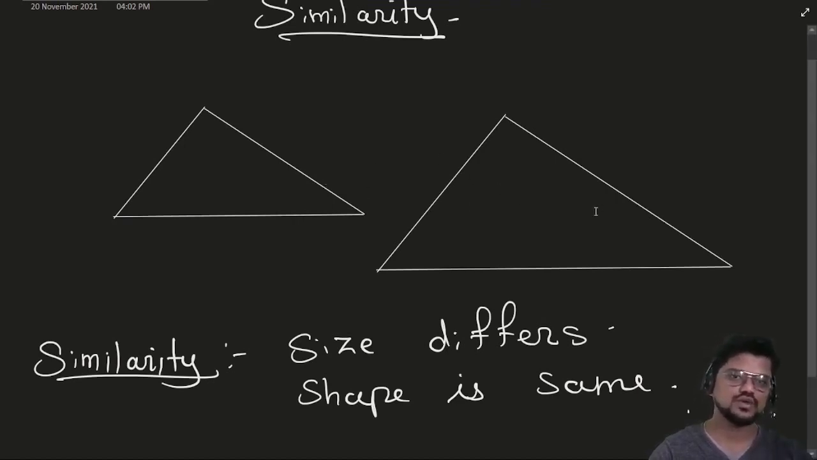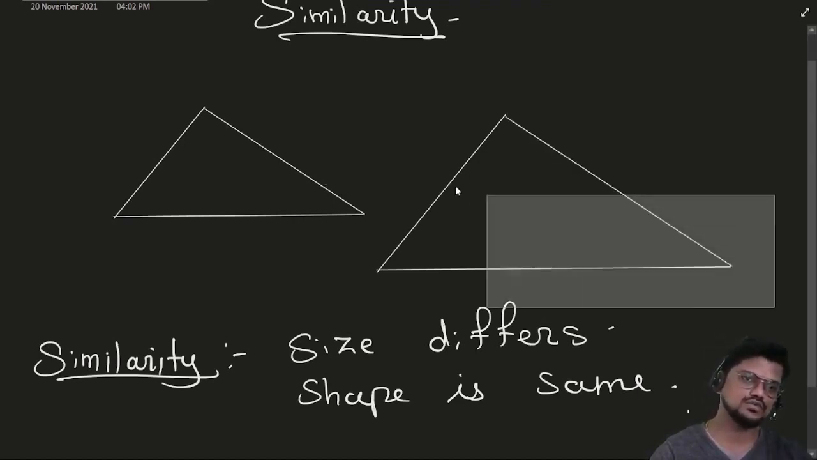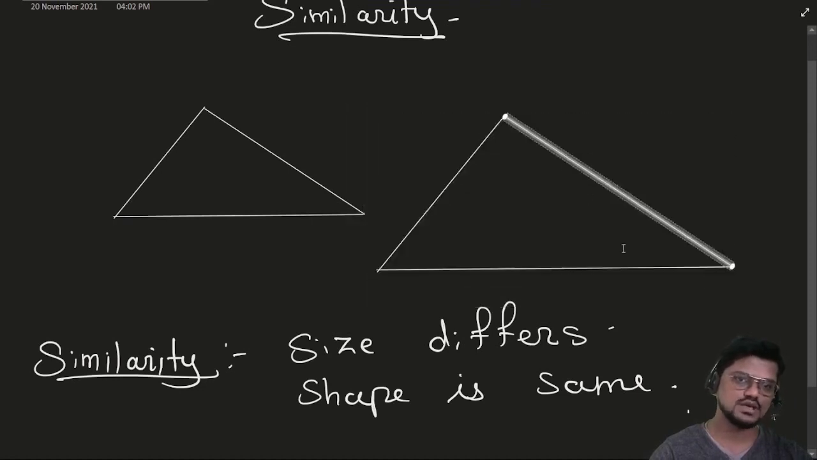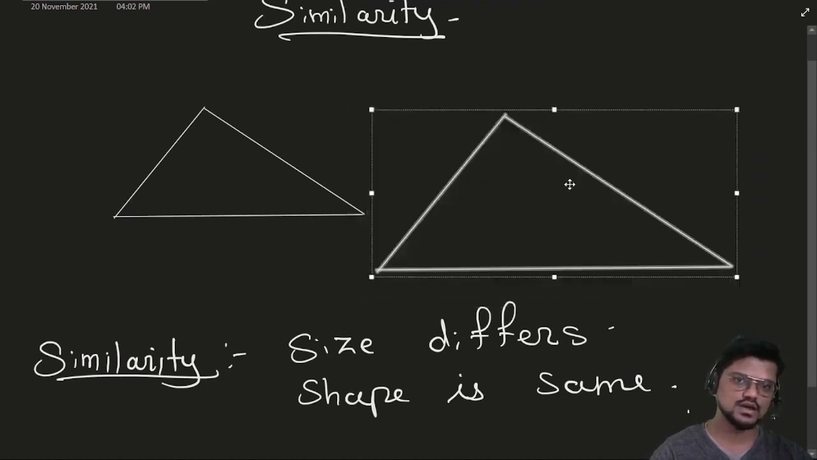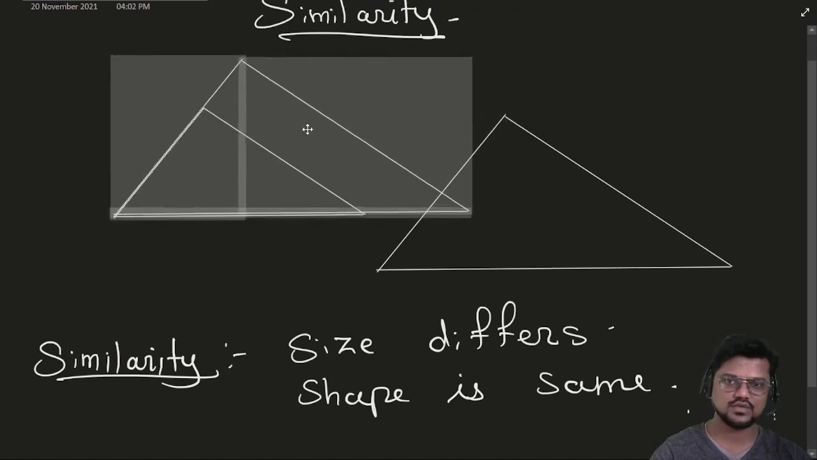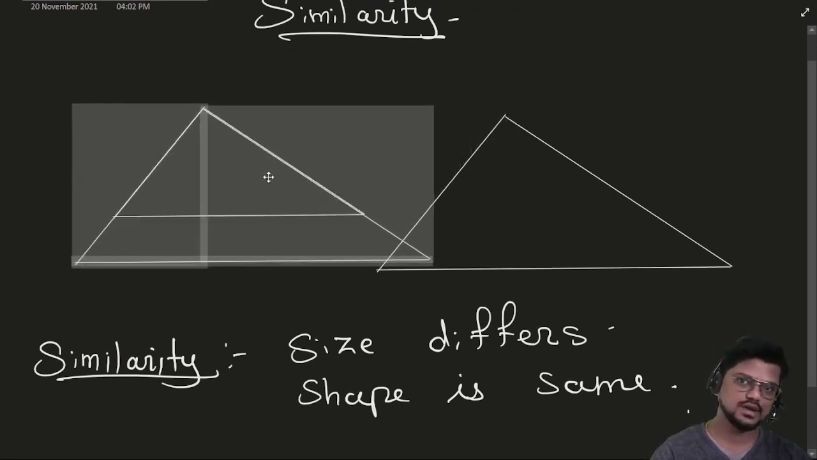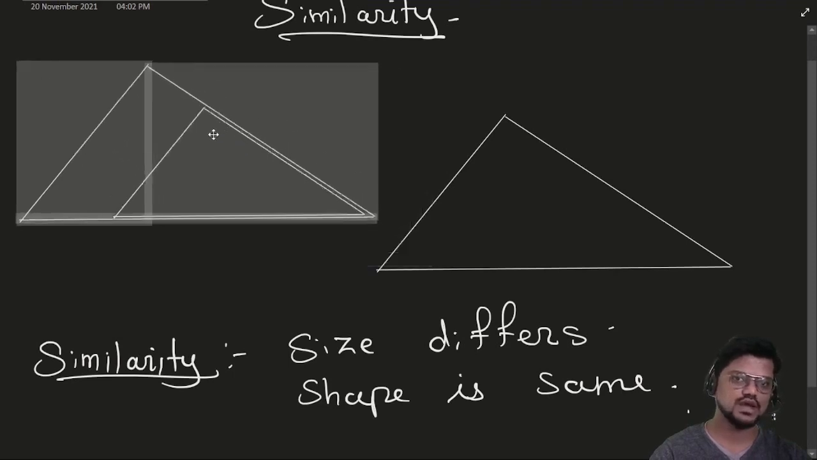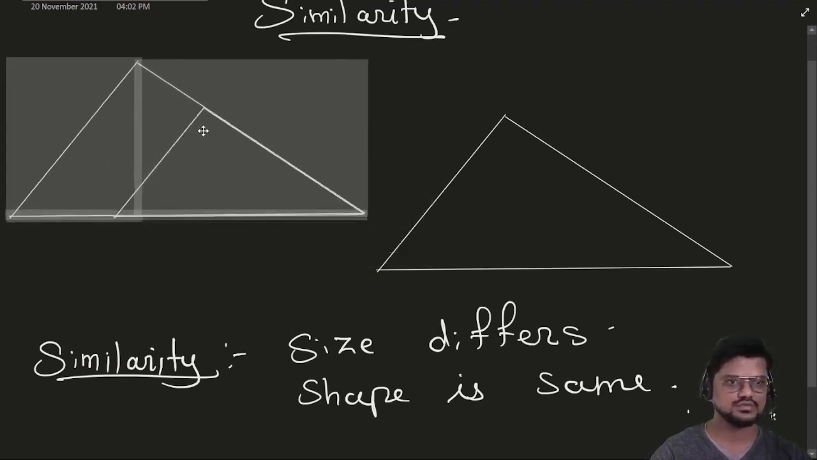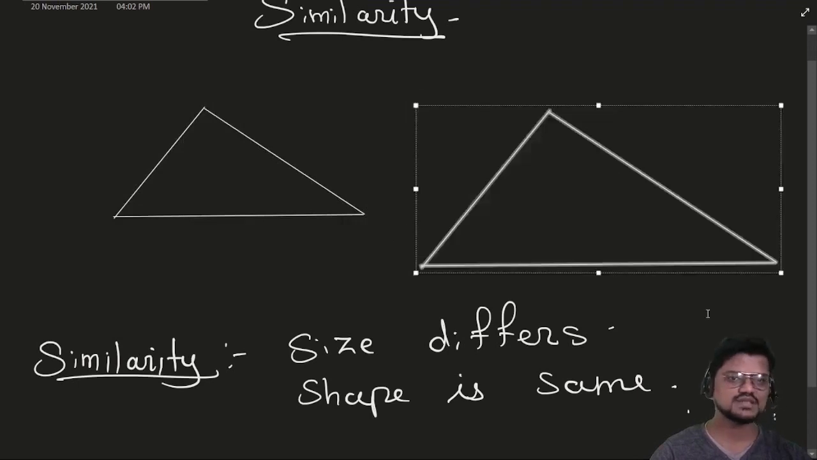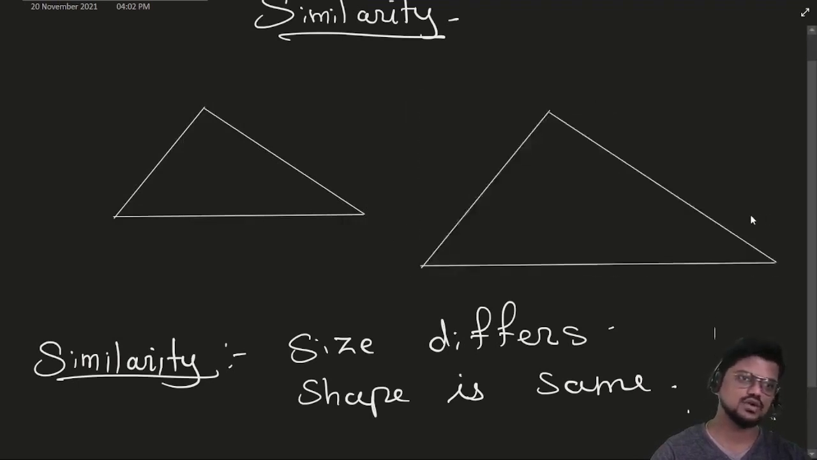Okay. Also, why are they similar? What are the properties when two triangles are similar? See, if I take this triangle and place it on this triangle, what happens? This angle and this angle are the same. If I take the upper angle, that angle is also the same. And if I take this angle, that angle is also the same. Only the sides are different, but the angles are always the same.